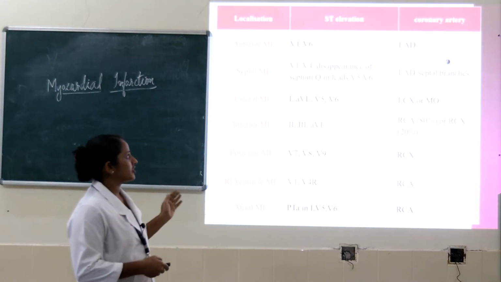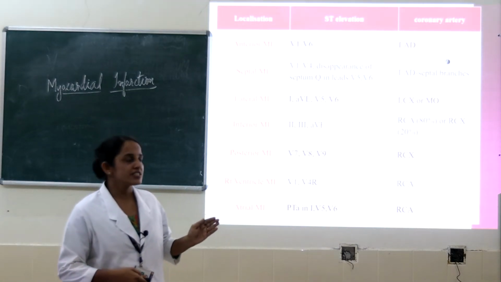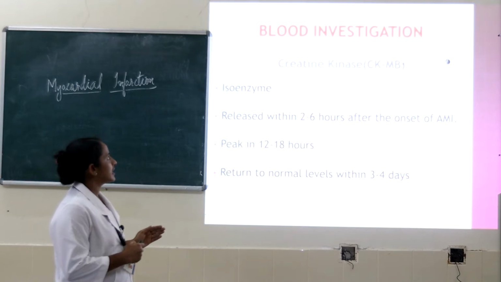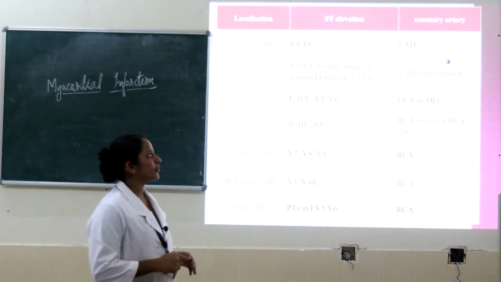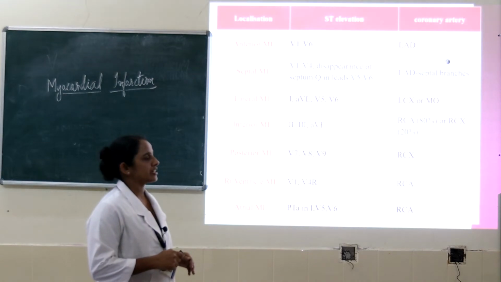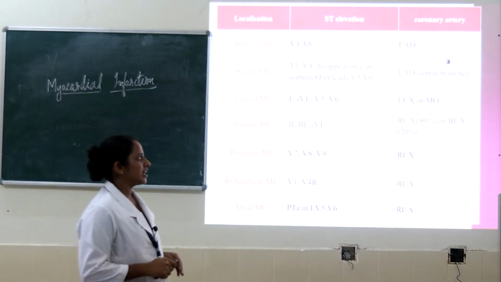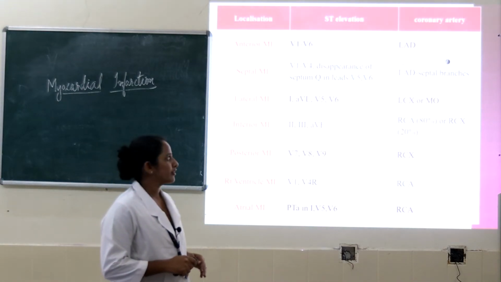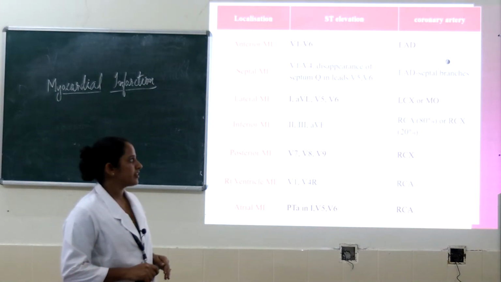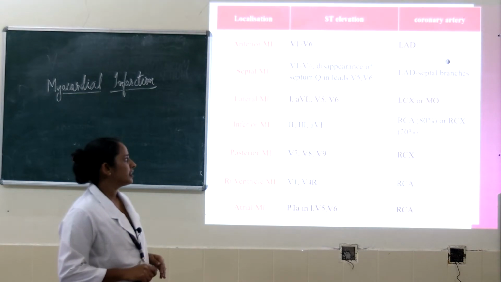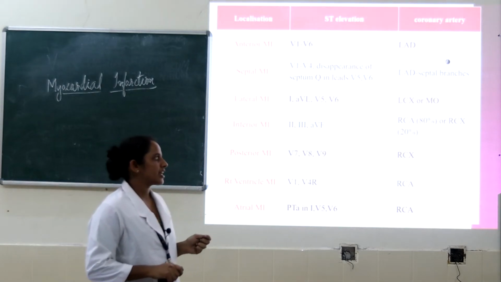From this location we can also assume which coronary artery is affected or blocked. If the patient has anterior wall MI, most of the time the coronary artery affected is the left anterior descending artery. In case of septal MI, the septal branches of the left anterior descending artery are involved. In case of lateral MI, the left circumflex artery or obtuse marginal artery will be affected. In case of inferior MI, the diseased artery is the RCA, right coronary artery.